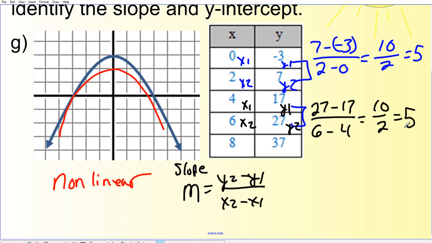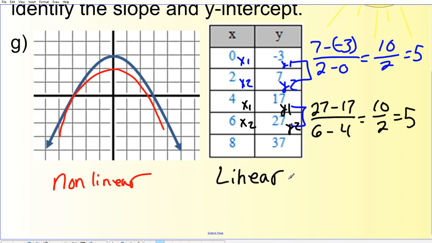So that means that these two guys are the same. They have the same slope. So this is linear. This is linear. The slope was the same. And since it was linear, we have to find the slope, which we now know is 5. Not slop, slope. And we have to find the y-intercept.